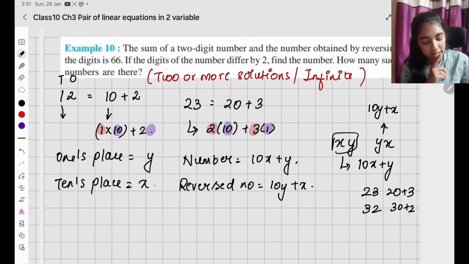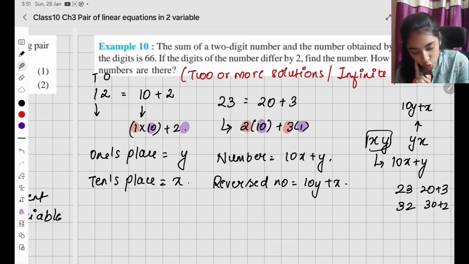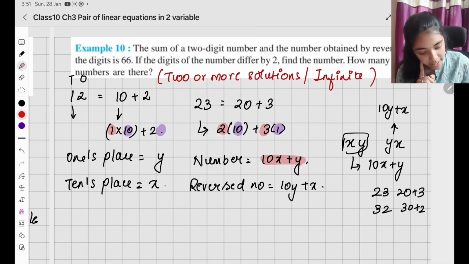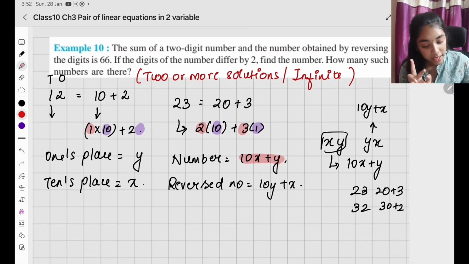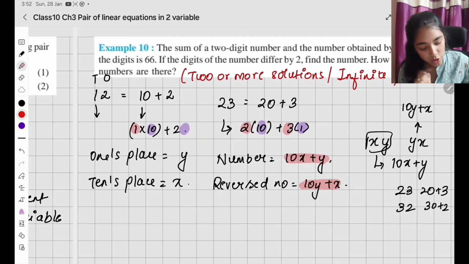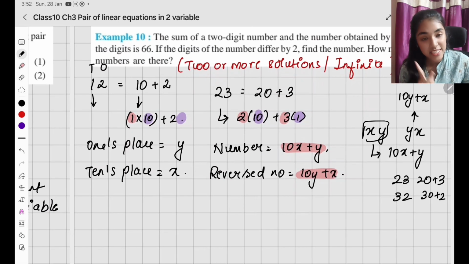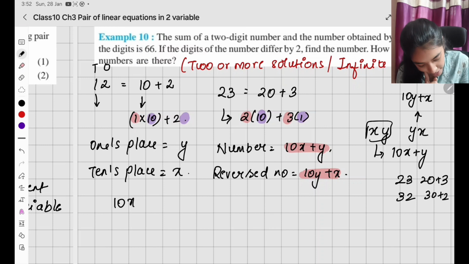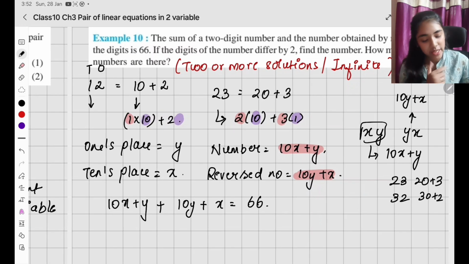இப்போ திரும்ப question படிங்க. The sum of the 2-digit number. What is your 2-digit number? 10x plus y and the number obtained by reversing its digit. இதுவும் add பண்ணா I'm going to get 66. Okay, so we have 10x plus y, the number, plus the number reverse பண்ணதுக்கு அப்புறமா. So you have 10y plus x. When I add these two, I'm going to get 66.